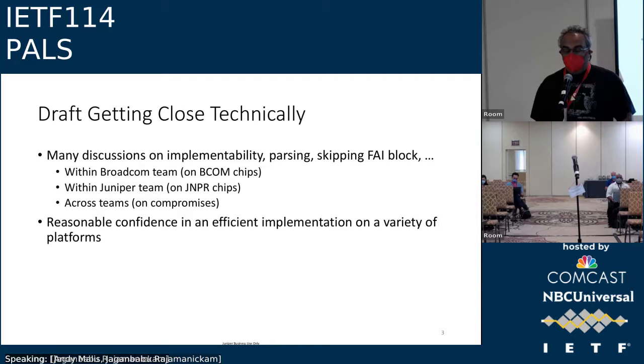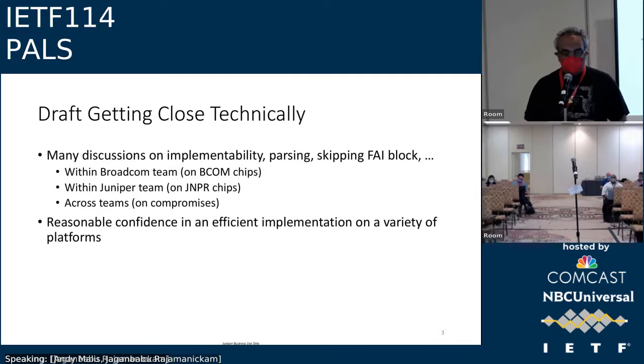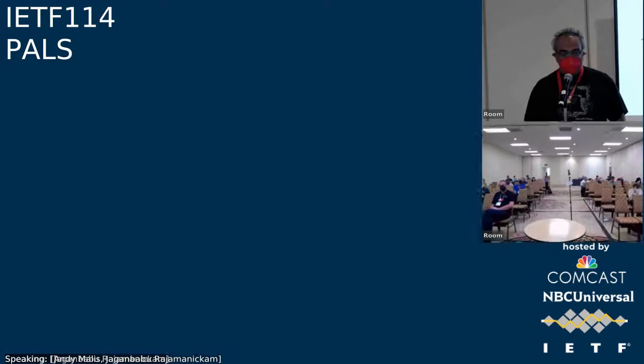So as I said, we've had many discussions on this draft within Juniper, between us and the folks in Broadcom. We made a few pretty big changes in this last revision that we think will really help make this easier to implement on both our own chips as well as on Broadcom. The big change is to replace continuation bits with length fields, and I'll get into that in a second. But the upshot of this is we're fairly confident that this can be implemented efficiently.